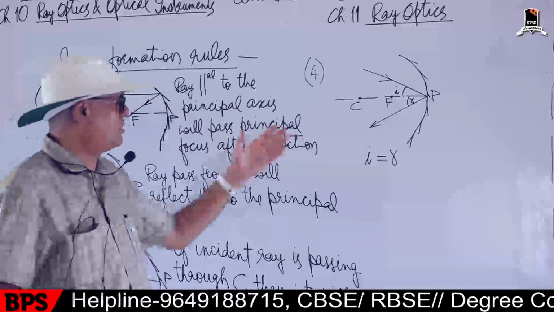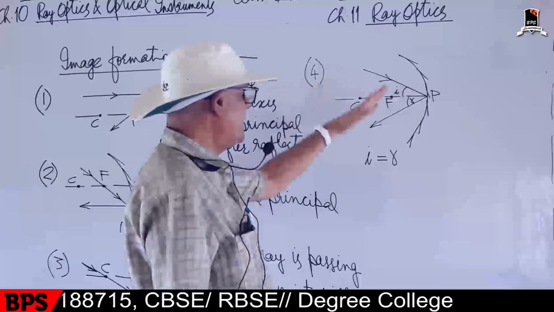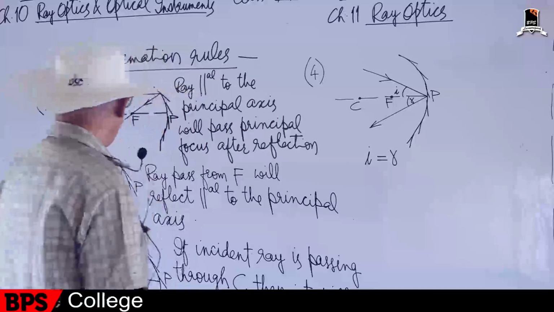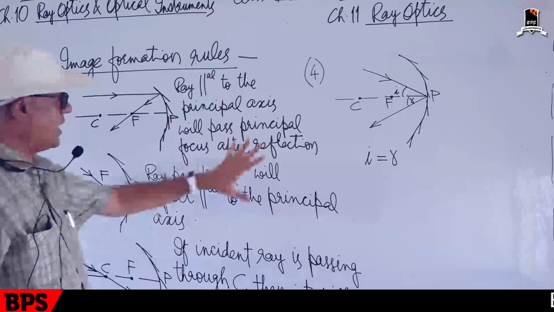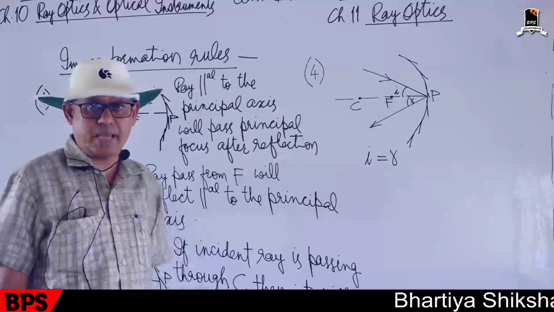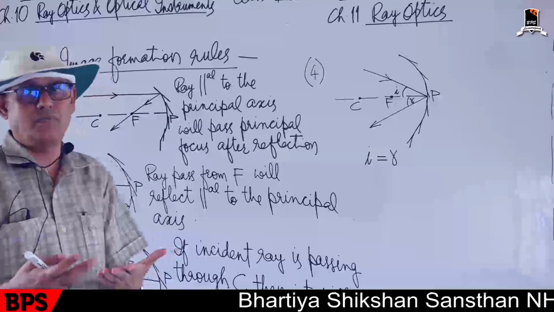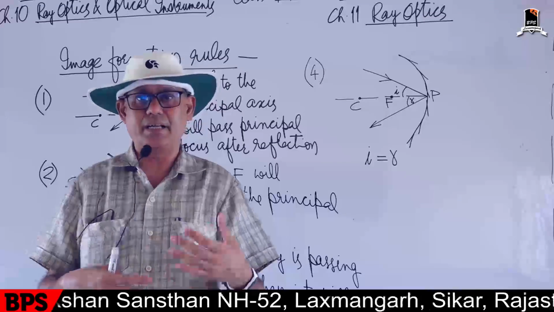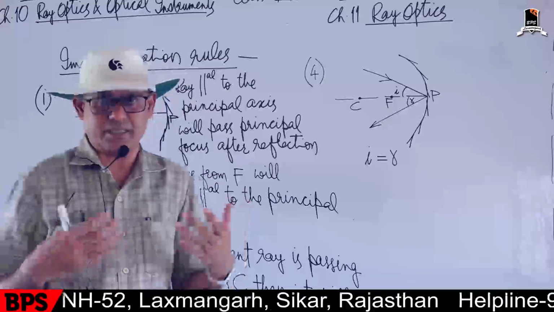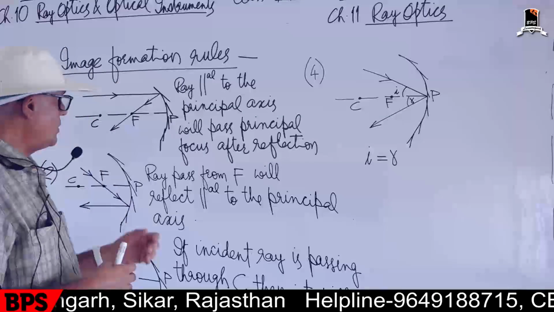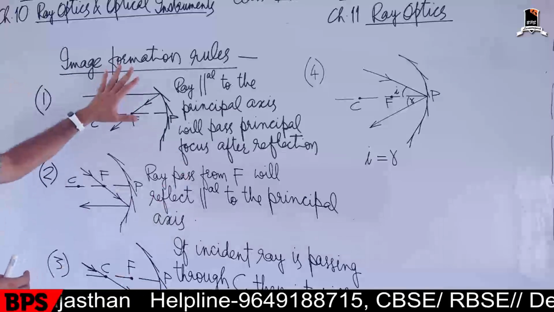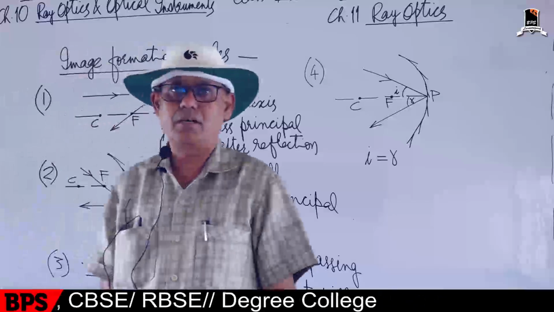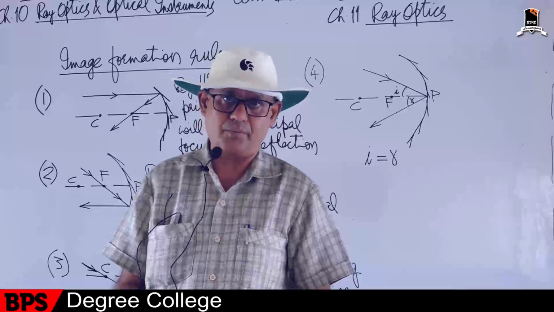This is the fourth main ray which can be used in image formation. Getting it? So by taking any two rays among these four rays, we can frame the image, its location, its size, whether it is erect or inverted, etc. We'll use these image formation rules in the next diagrams where we'll prove the mirror formula.